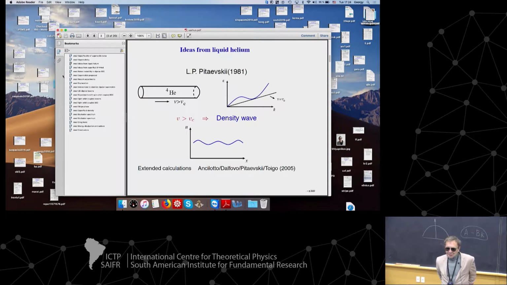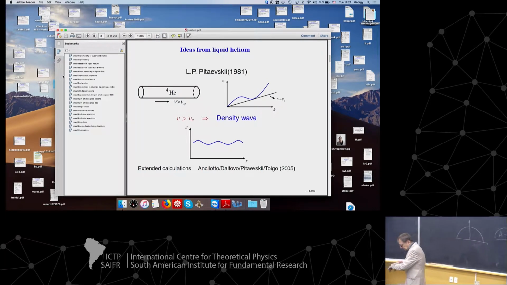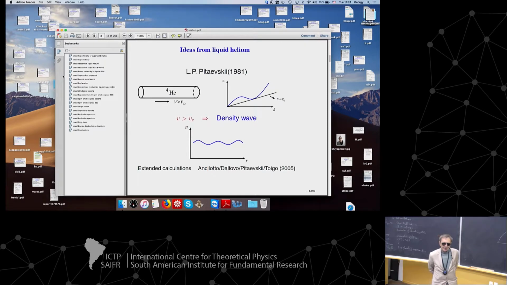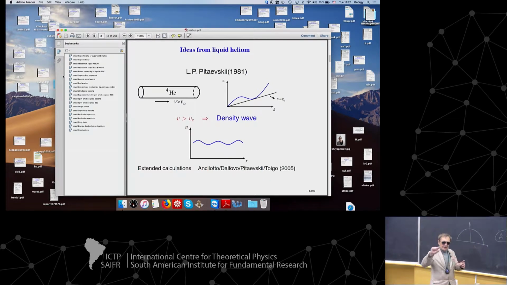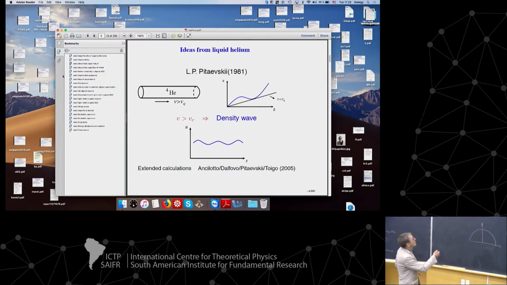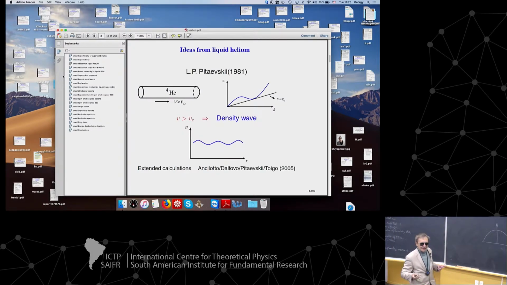Why? Because I was talking to experimental people, in particular to Sebastian Balibar, who is a remarkable experimentalist with liquid helium. And they say that it's extremely difficult to make this picture. I have a capillary in liquid helium, and I arrange the flow with the velocity larger than the critical velocity in such a way that nothing else happens.